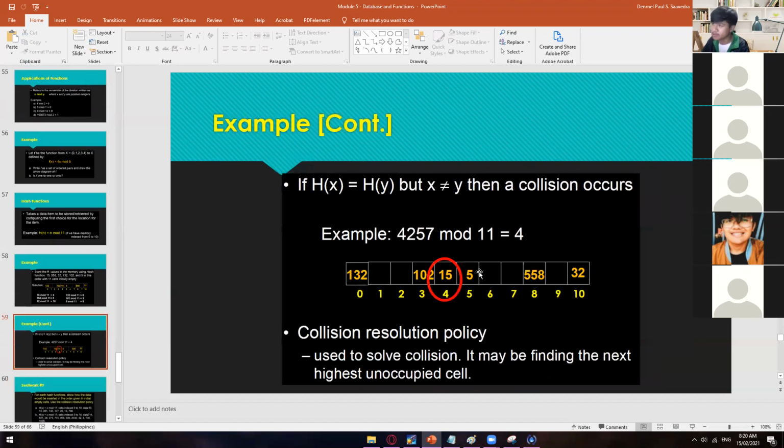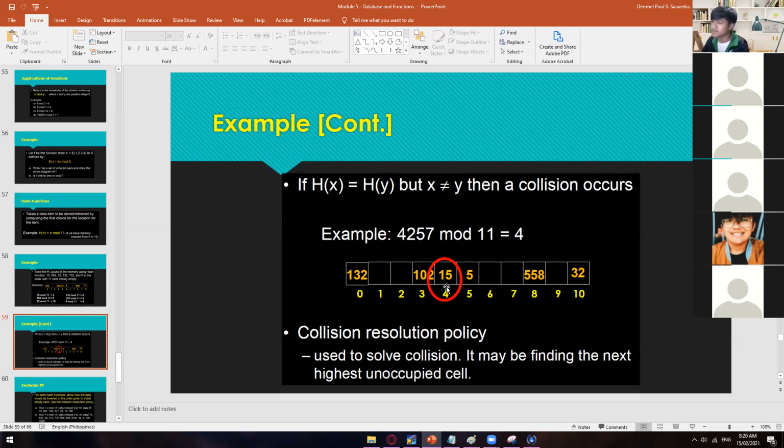All right, so here's the continuation. If h of x is equal to h of y, but x is not equal to y, then a collision occurs. What do you mean by collision? There are two data that are occupying the same cell number.